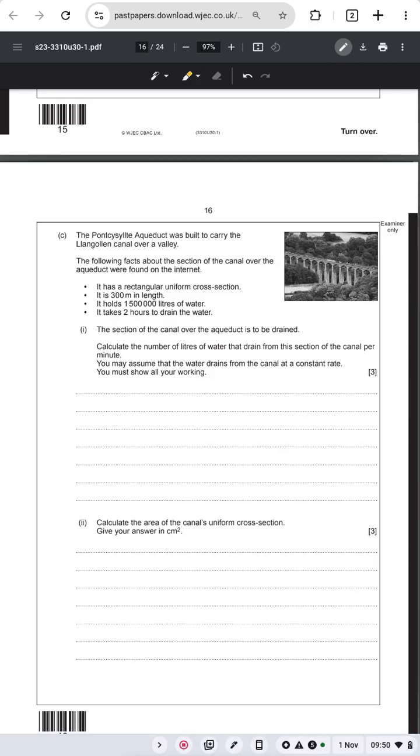The aqueduct was built to carry the Llangollen Canal over the valley. The following facts about the section of the canal over the aqueduct were found on the internet. It is a rectangular uniform cross section. It is a length of 300 metres. It holds 1,500,000 litres of water. It takes 2 hours to drain. The section of canal over the aqueduct is to be drained. Calculate the number of litres of water that is drained from the section of the canal per minute. You may assume the water drains at a constant rate.